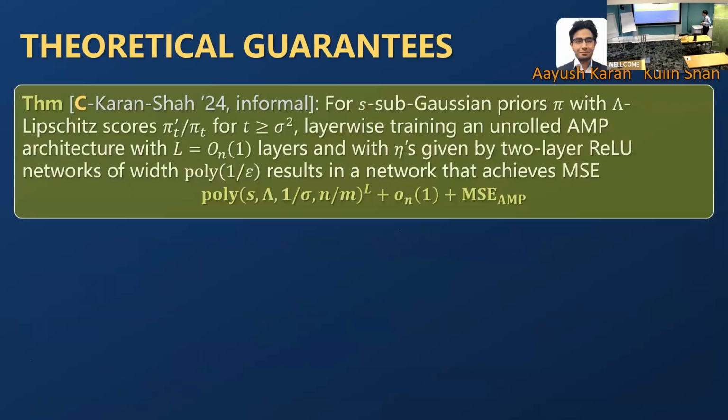Okay, so the TLDR for this theorem is really just that by training with gradient descent randomly initialized student architectures for the different denoisers, you can end up with an MSE, which is just the mean squared error, that AMP achieves, plus some lower order term, plus some error terms that really depend on the level of overparameterization that you're working with.